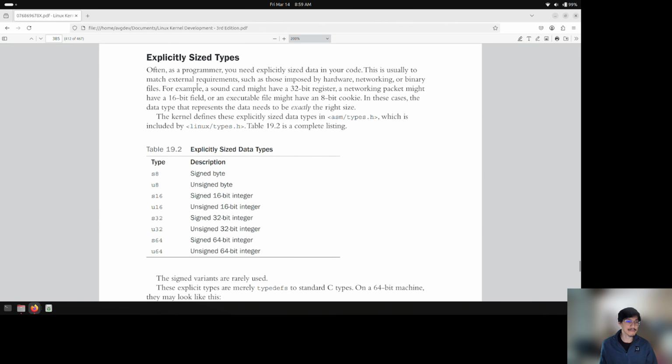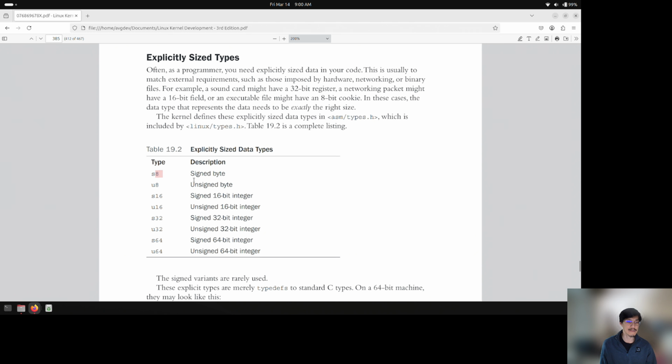Explicitly sized types. Often, as a programmer, you need explicitly sized data in your code. This is usually to match external requirements, such as those imposed by hardware, networking, or binary files. For example, a sound card might have a 32-bit register, a networking packet might have a 16-bit field, or an executable file might have an 8-bit cookie. In these cases, the data type that represents the data needs to be exactly the right size. The kernel defines these explicitly sized data types in asm/types.h, which is included by linux/types.h. This is a complete listing.